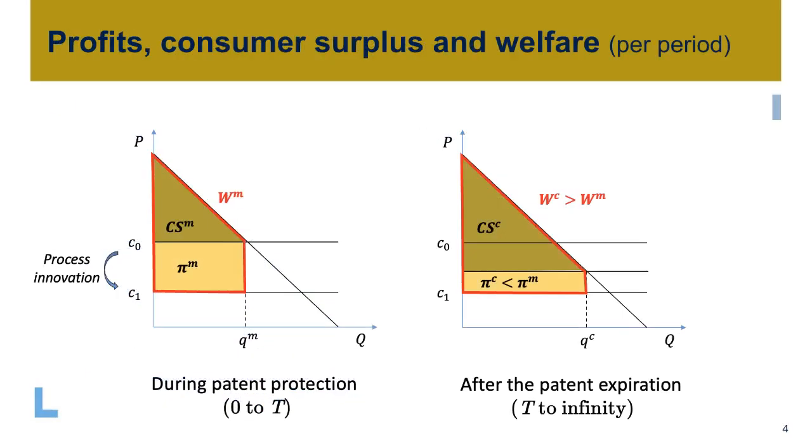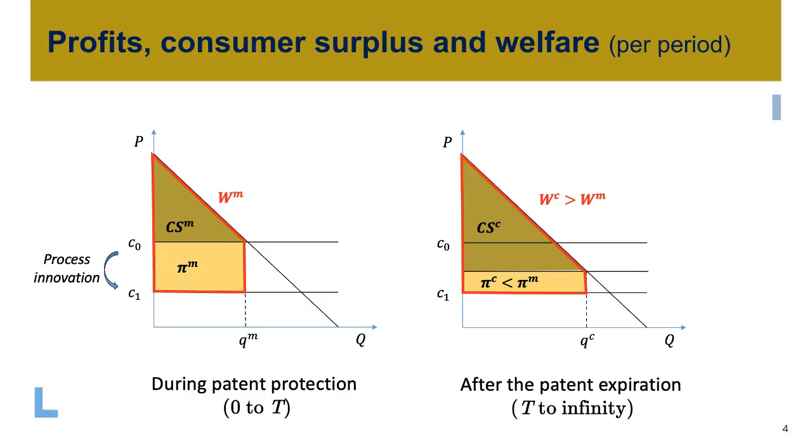The two panels of this figure compare what happens during patent protection and after the patent expires. The patented process innovation is represented by the downward shift in marginal cost from C_0 to C_1, so producing each unit becomes cheaper. The patent determines for how long this cost advantage is enjoyed under monopoly rather than shared under competition.